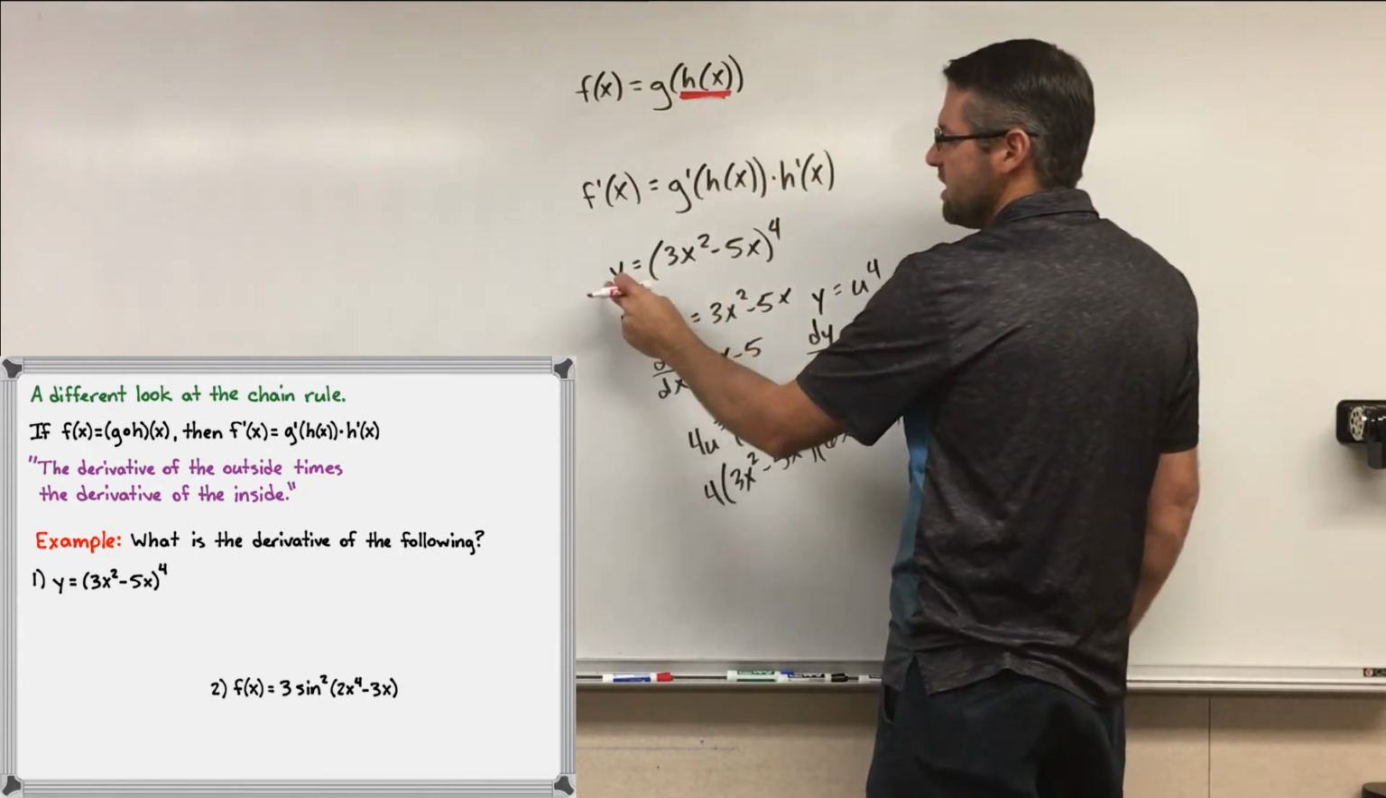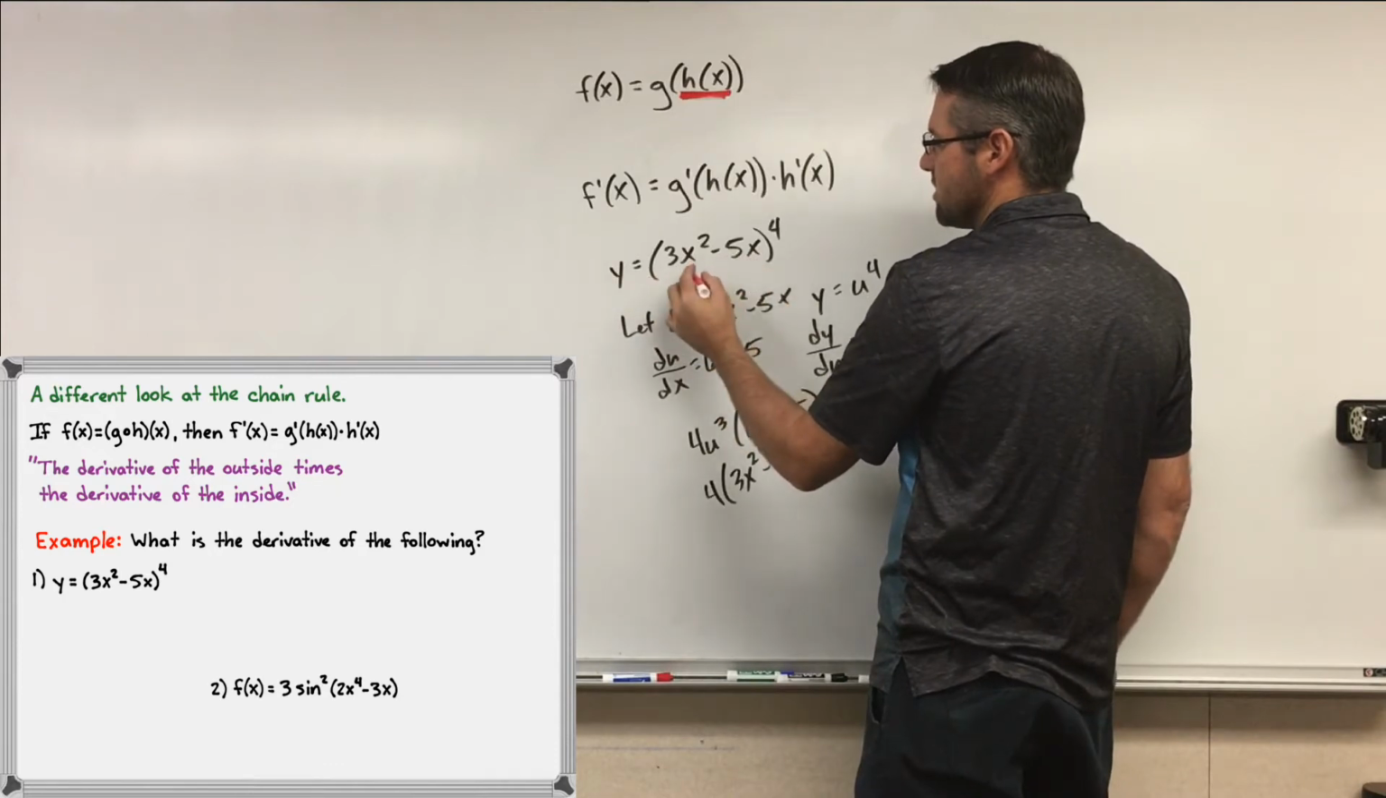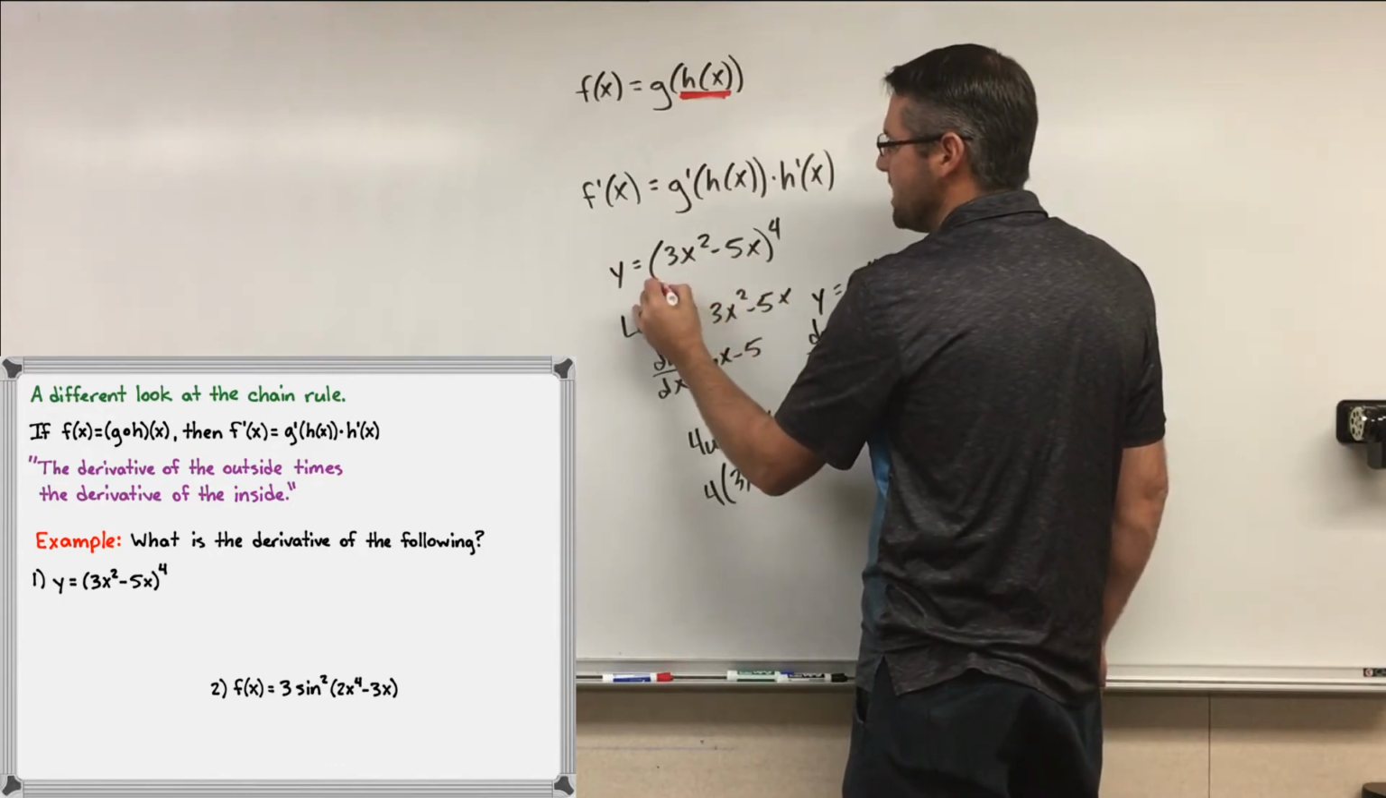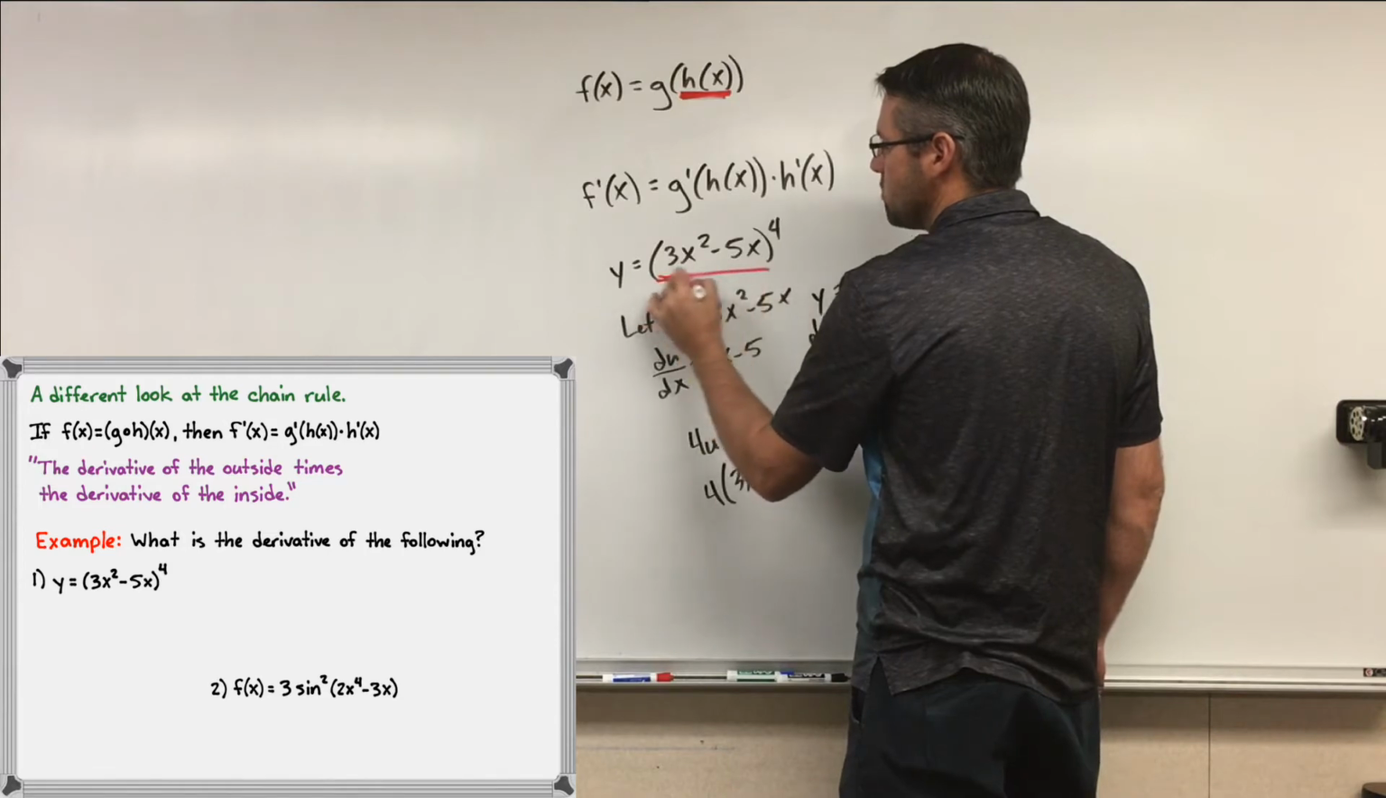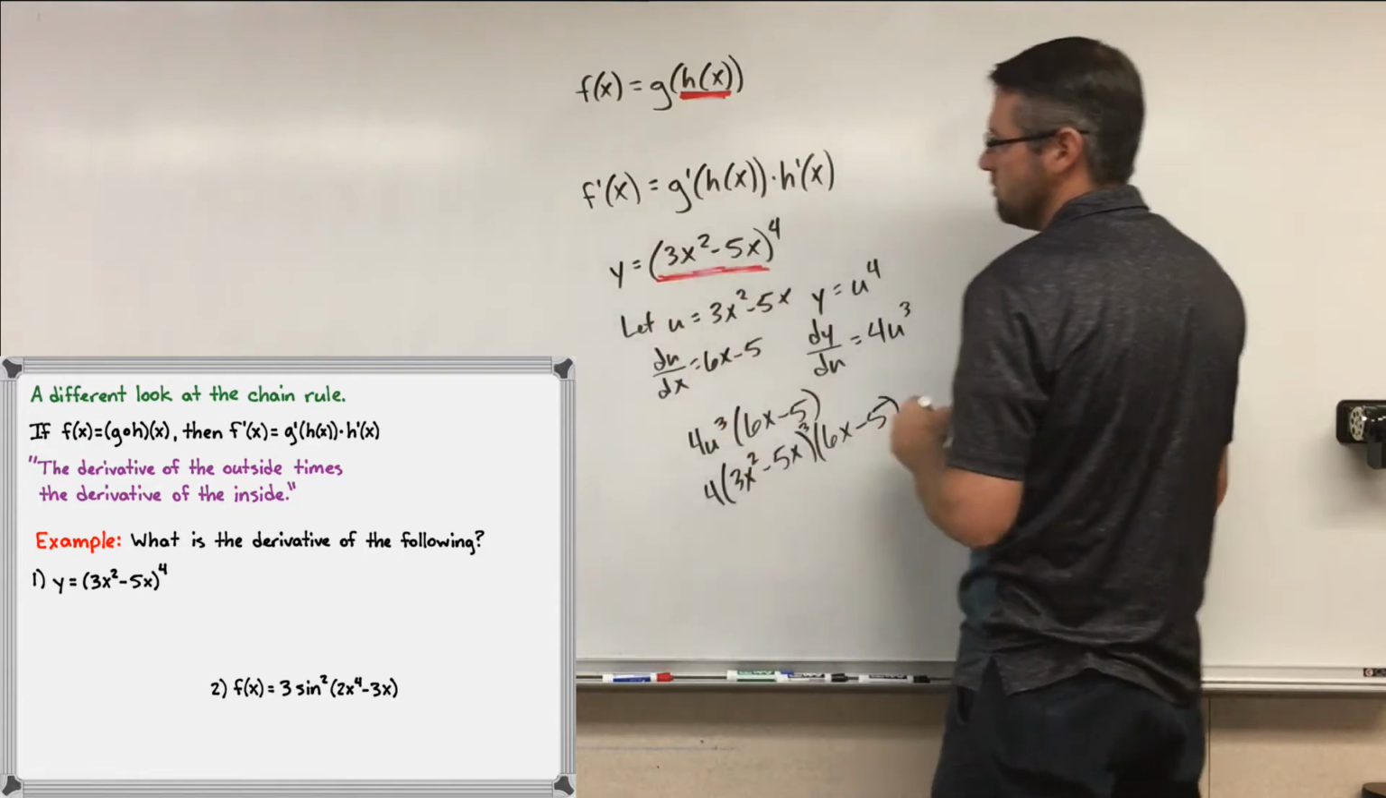But when we look at this example, y equals 3x squared minus 5x to the fourth, the inner function is basically the parentheses. The 3x squared minus 5x. That's the inner function, okay?